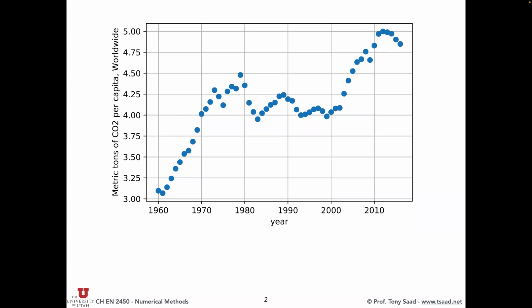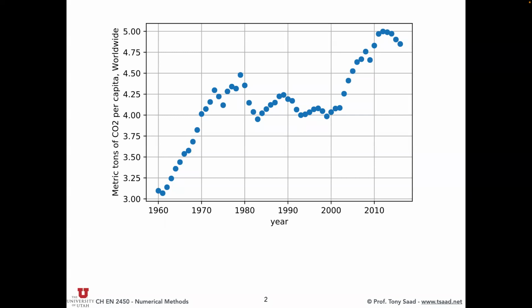Unfortunately, I don't have a compelling story to tell here, a motivating story like the Ariane rocket disaster. But I do have a plot about CO2 emissions per capita, worldwide CO2 emissions versus year from 1960 to 2013. And each one of those points corresponds to the worldwide emissions of CO2 for that year. So 1960, 61, and kind of more data in between.